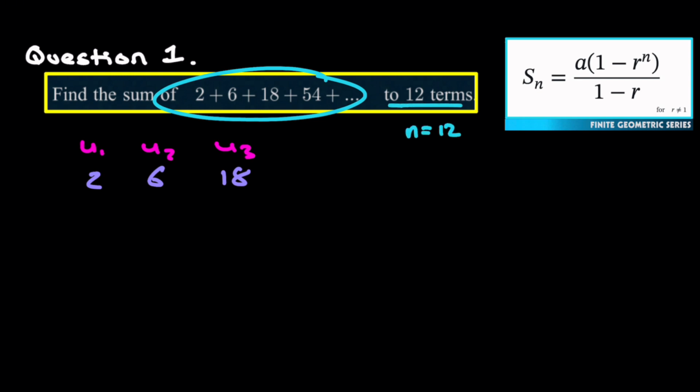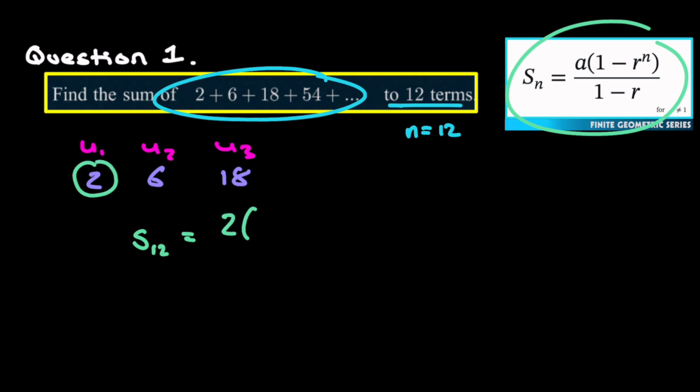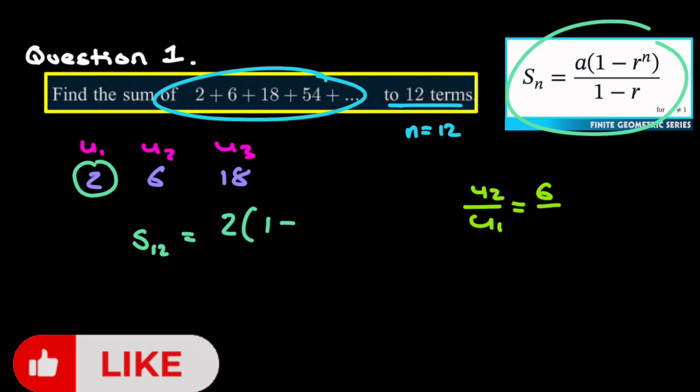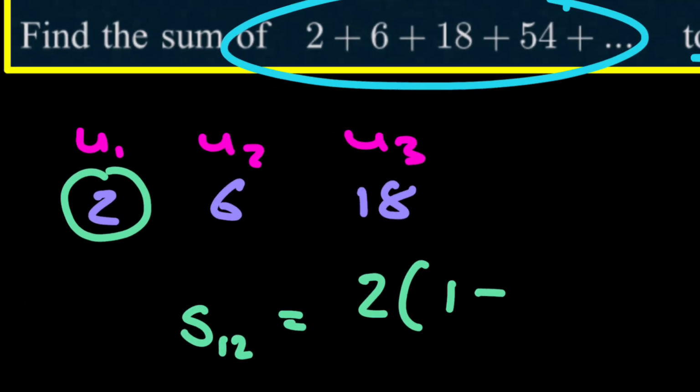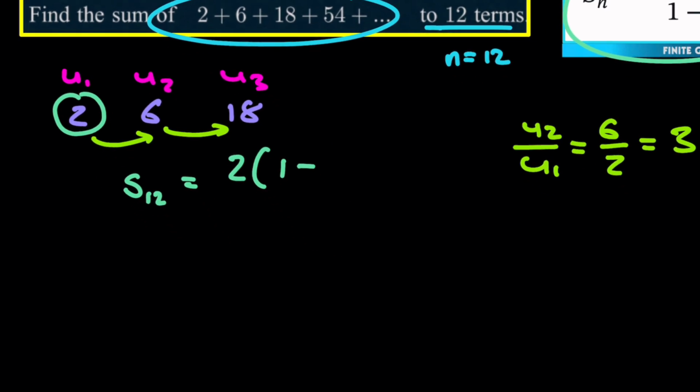So if we go ahead and use the formula on the right hand side here, we've got the sum of 12 terms is equal to a, which is the first term, so that's going to be 2. Then we've got 1 minus r. Now the common ratio between the two would be, well, you can just take u2 and divide it by u1, and therefore you have 6 over 2, which would be equal to 3. So the common ratio between these terms is 3.